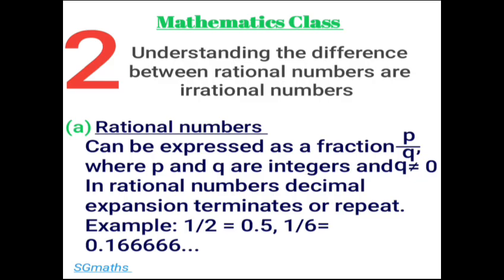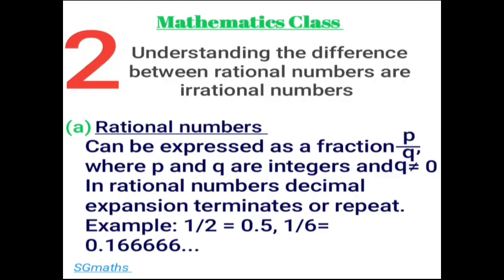We say rational numbers can be expressed as a fraction in the form of p over q, where p and q are integers, that is, p is a whole number, q is a whole number, and where q, which is the denominator, is not equal to 0, because if it is equal to 0, you will have an undefined. In rational numbers, the decimal expansion terminates or repeats, that is, it reoccurs, and that is how you are able to differentiate.